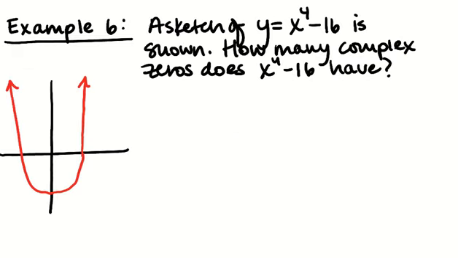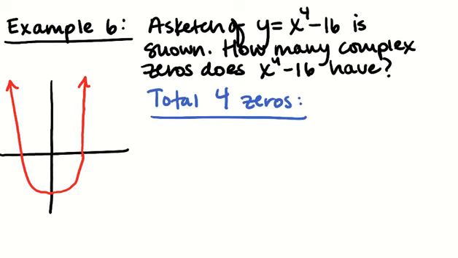Next example in your note packet is the sketch of a 4th-degree polynomial. I'm going to say that this is the sketch of y equals x to the 4th minus 16, just so I can do a little bit more with it. How many complex zeros does x to the 4th minus 16 have? Well, I know that this polynomial needs to have a total of 4 zeros, because it's 4th degree. Right, 4 zeros, 4th degree.